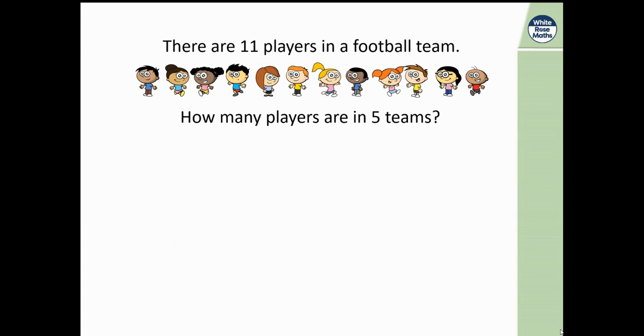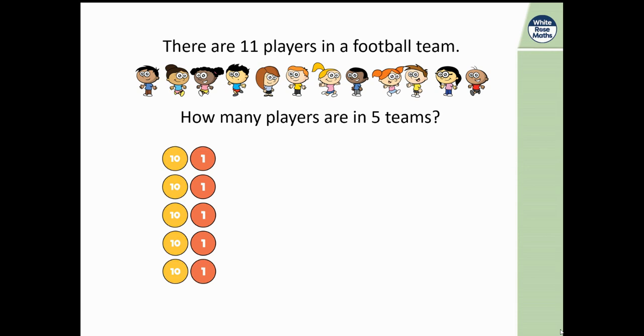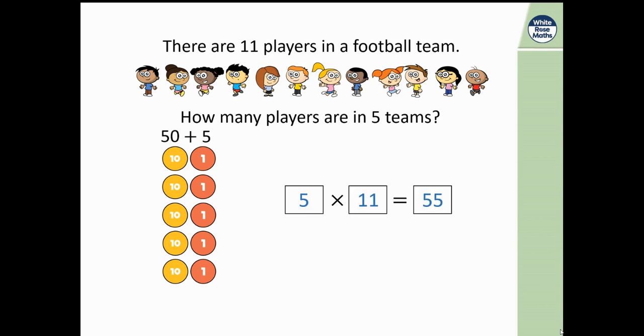How many players are there in 5 teams then? Write it down on a piece of paper. If I've got 11 players in a football team and I've got 5 teams, that would be the same as 5 tens and 5 ones, which is the same as 5 multiplied by 11, which is 55. Or 11 multiplied by 5, which is 55 players.